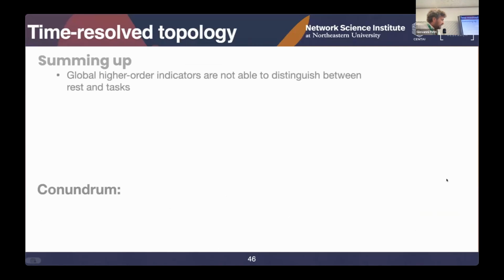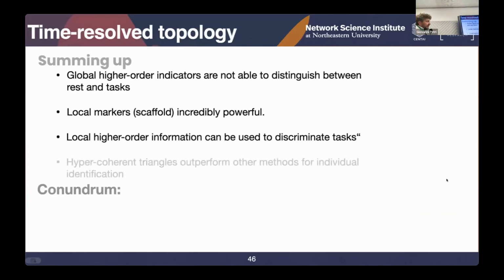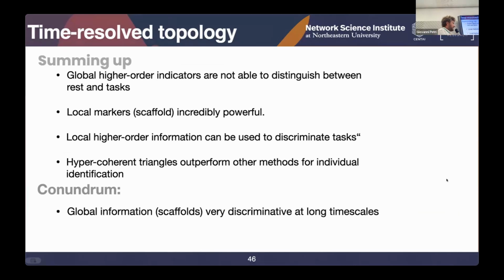Summing up, I showed you that we have these global higher order indicators that are not really able to distinguish between rest and tasks, okay? The local markers, scaffold, work very well. The local higher order information can be used to discriminate tasks, but only at the triangle level. So now we have this conundrum, right? If I go global, in the sense of scaffolds at the whole brain for long time scales, I can discriminate very well. But at local time scales it is really bad, and instead the thing that is very good are triangles, even though the constructions are very similar, okay? Because they both come from these topological things. So we don't really know what's going on.